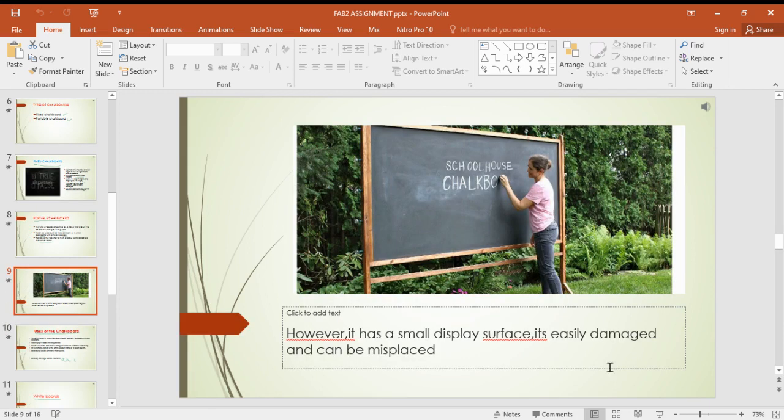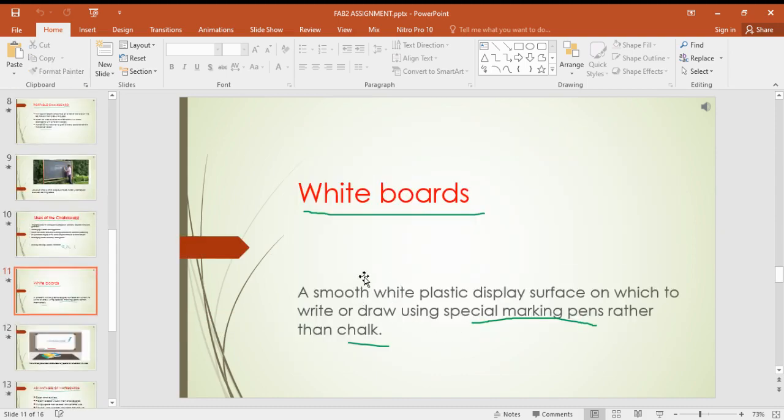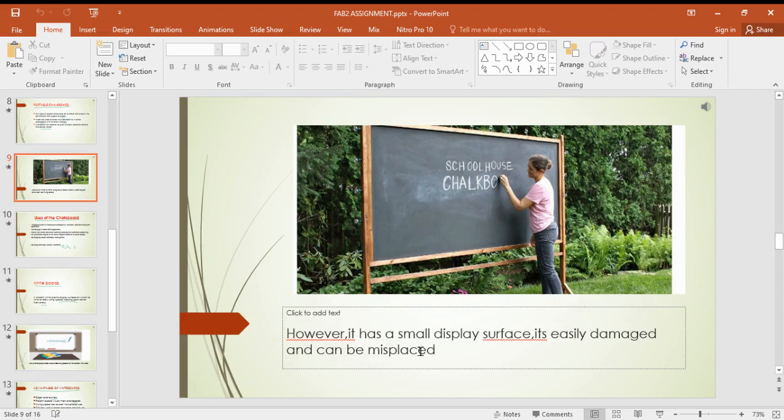So here is an example of a portable chalkboard. As you can see from our picture there, the teacher is using the chalkboard outside. I think it's outside in the field, and maybe a class is ongoing there. So you see, it's very nice. It's not like the fixed one. You have to use the fixed one while in the classroom, but with this one, you can use it anywhere, anytime. However, it has a disadvantage. It has a small display surface. It's easily damaged and can be misplaced.